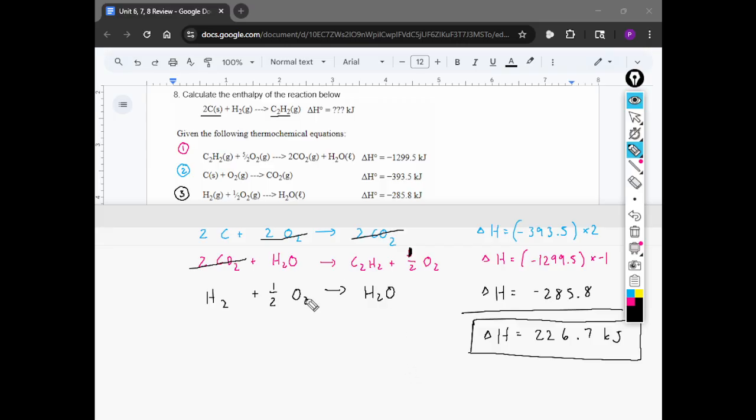And then last but not least, we just plug in equation 3 exactly the way it is. The H2Os will cancel each other out, and the half oxygens will cancel each other out. And then the overall reaction on the reactant side is 2 carbons plus H2 produces C2H2. And then you just sum up the enthalpies, and you should get 226.7 kilojoules.